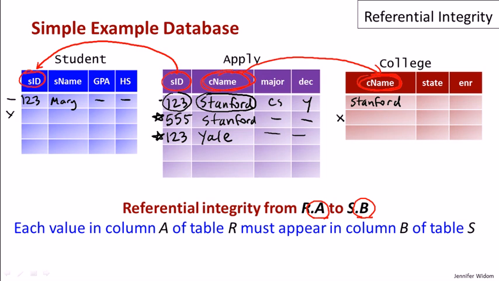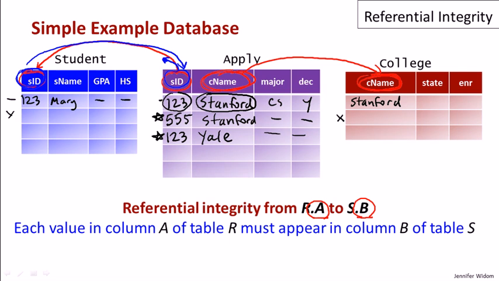Now let me mention that referential integrity is directional. So we talk about this SID here referencing the SID in the student table. We could have referential integrity in the other direction, but that's saying something different. That would be saying that every student must apply somewhere. Every value for student ID must appear in the apply table. In this particular example, we probably would not have that be the case.